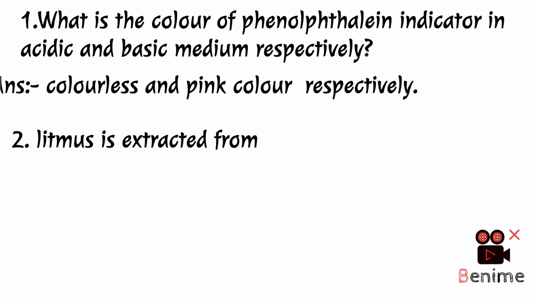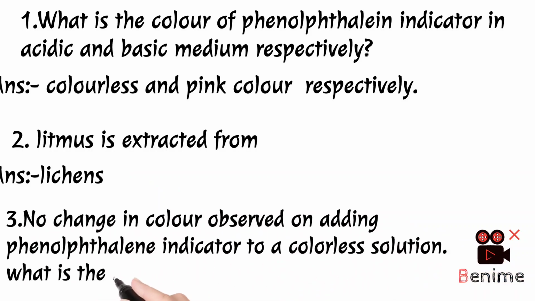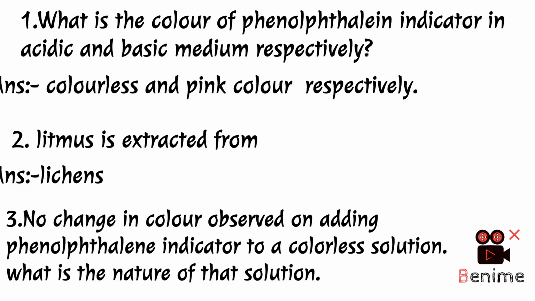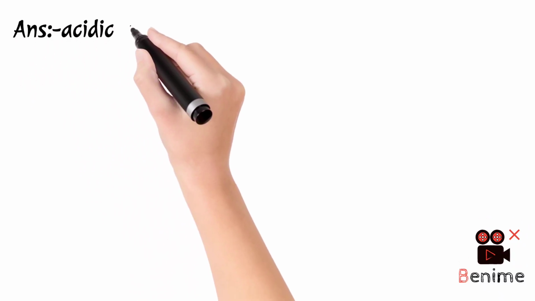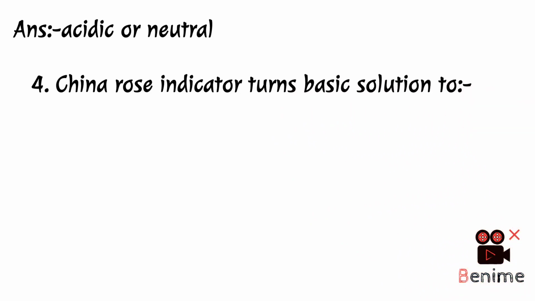Question number 2. Litmus is extracted from? Litmus is extracted from lichen, which is a composite organism consisting of fungi and algae in a symbiotic relationship. Question number 3. No change in color is observed on adding phenolphthalein indicator to a colorless solution. What is the nature of that solution? Phenolphthalein indicator is prepared in the laboratory by adding phenolphthalein dye in alcohol, and there is no change in color in acidic medium and neutral solution.